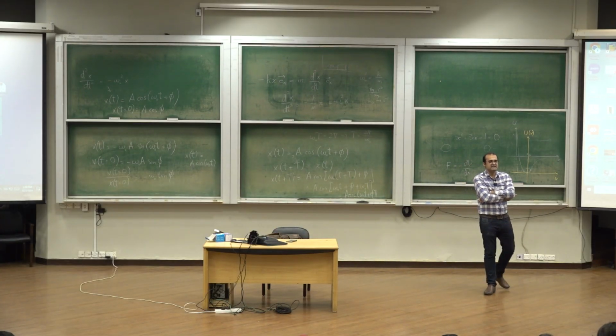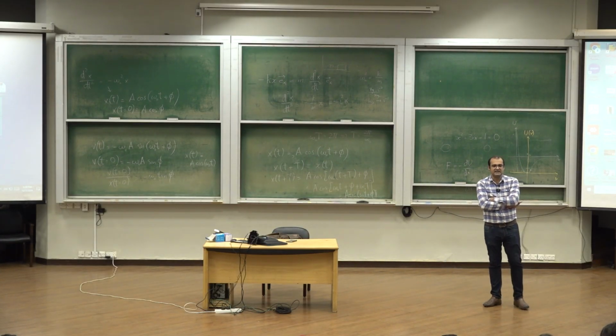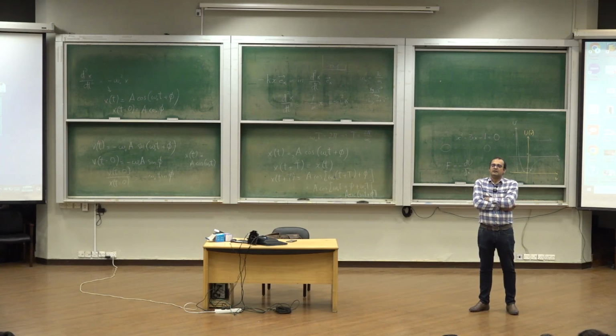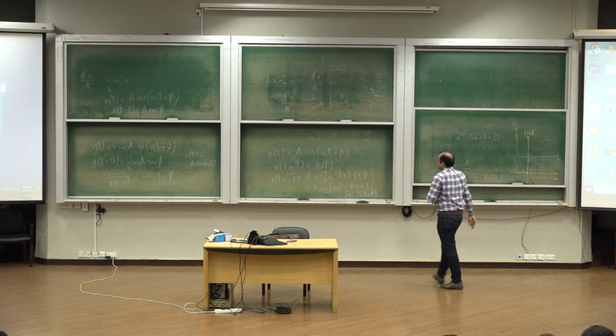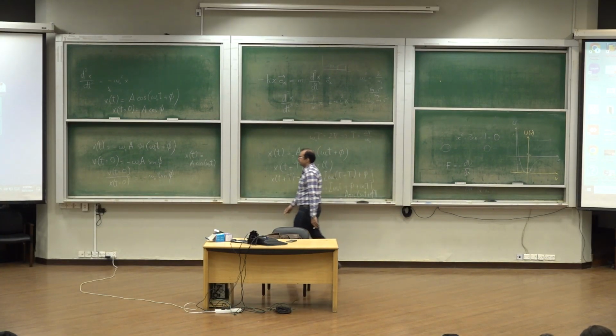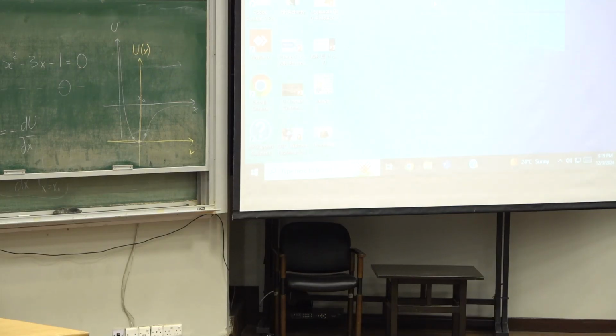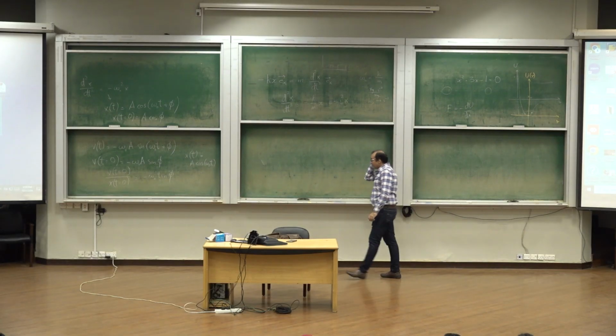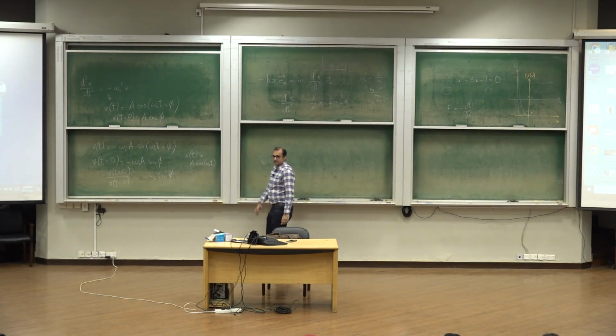Omega naught is basically, up to a constant, the inverse of the time period. Right. So far so good. Okay, so now let's look at something else related to this block spring system.